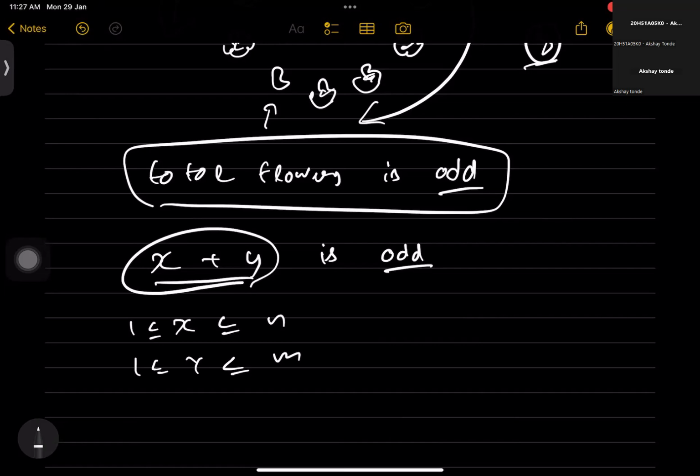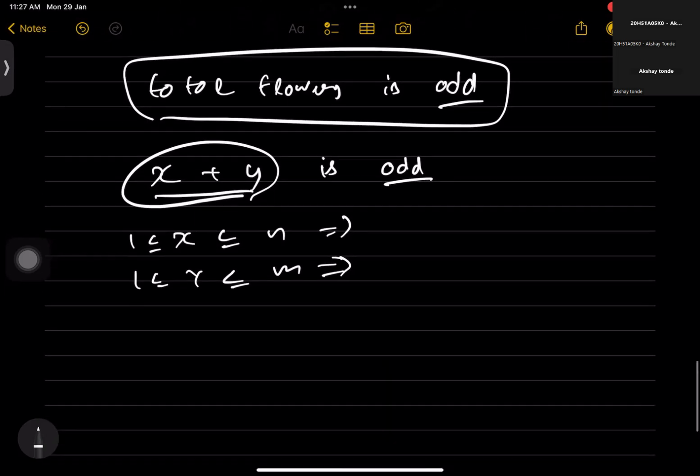Now x plus y will be odd when? It will be odd when x is even and y is odd, or when y is even and x is odd, right? So basically, we find the number of possible evens from 1 to n, and the number of possible odds in 1 to m, right? And we multiply them. Okay. So let me just put it in a simpler way, right?